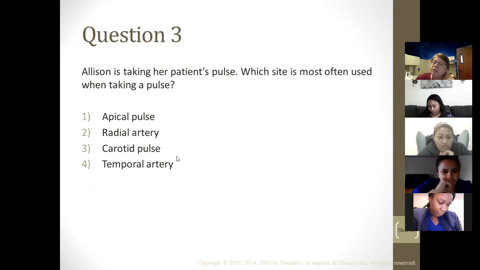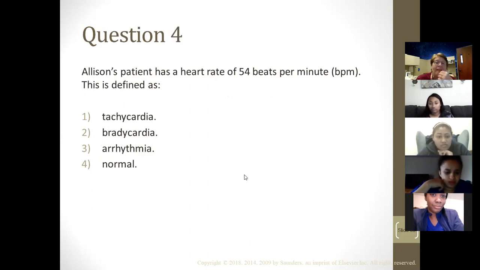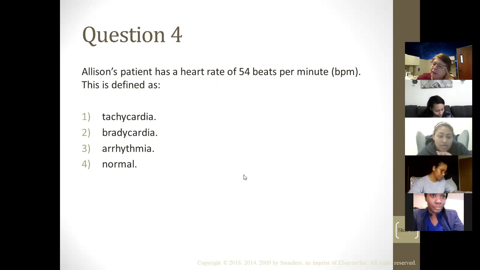You're taking your patient's pulse. Which site is most often used when taking the pulse? Radial artery. Radial, yes. Allison's patient had a heart rate of 54 beats per minute. What is that? Tachy, Brady, arrhythmia, or normal? Bradycardia, yes. Brady means slow.